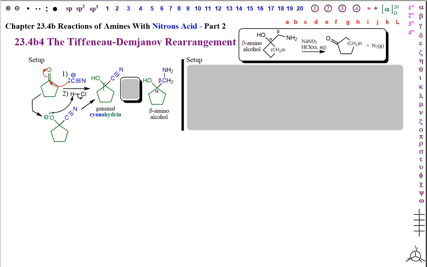Geminal meaning both groups on the same carbon. Hydrin is old school for alcohol. Cyano is a cyanide group. The next question is, how do you reduce a nitrile to an amine? We've done that before in chapter 18.